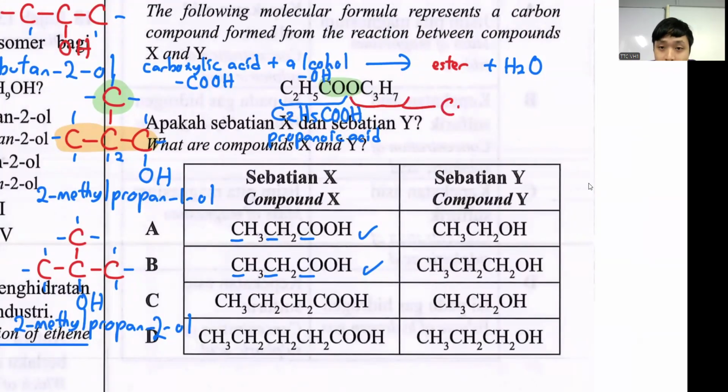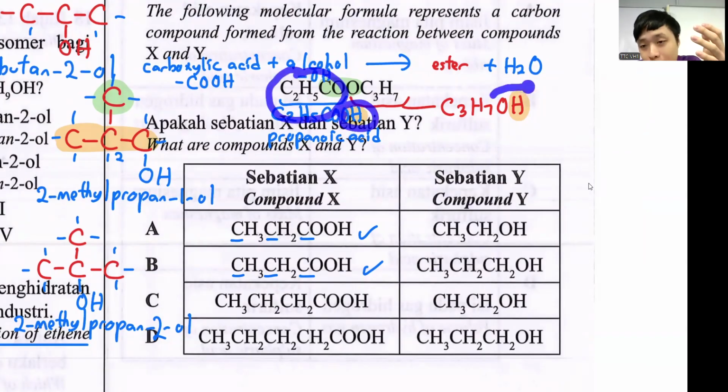Which is C3H7OH, correct? Do you know how to take out water, right? In this esterification process, normally you take out water: you take out H from alcohol, OH from acid. That's why I highlight this. This is the product, which is ester. The water has already been taken out.